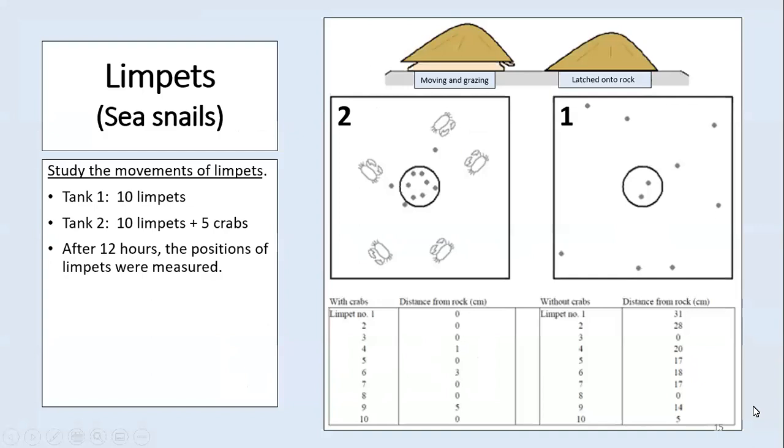The limpets experiment. Finally, in Part D of your lab, you will study the movements of limpets, or sea snails. In this experiment, 2 aquariums were set up, each with 10 limpets. However, in one tank, 5 crabs were added. Limpets started out on a circular rock in the center of each aquarium. After 12 hours, new positions of the limpets were marked and distance traveled was measured relative to the circular rock. Distance measurements were added to the table below.